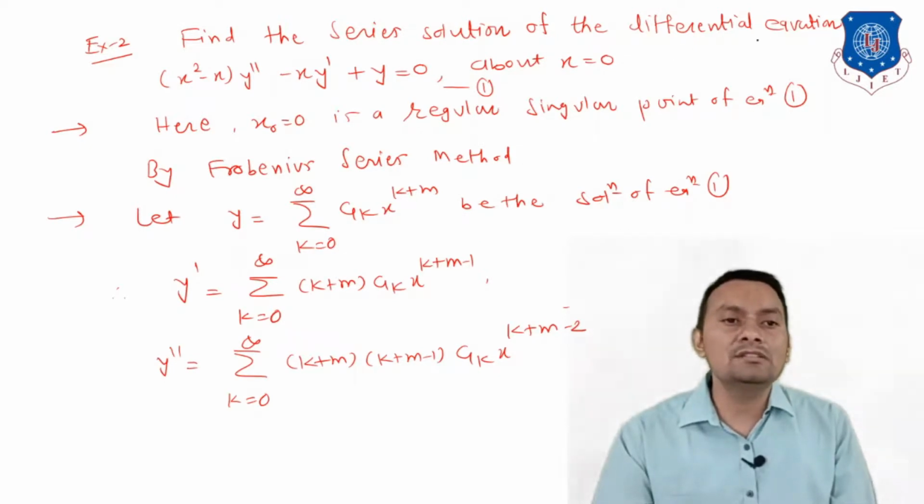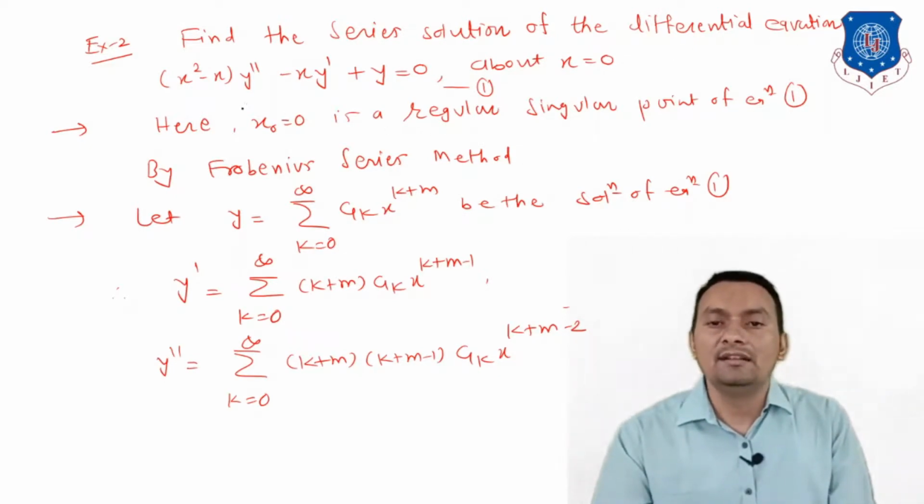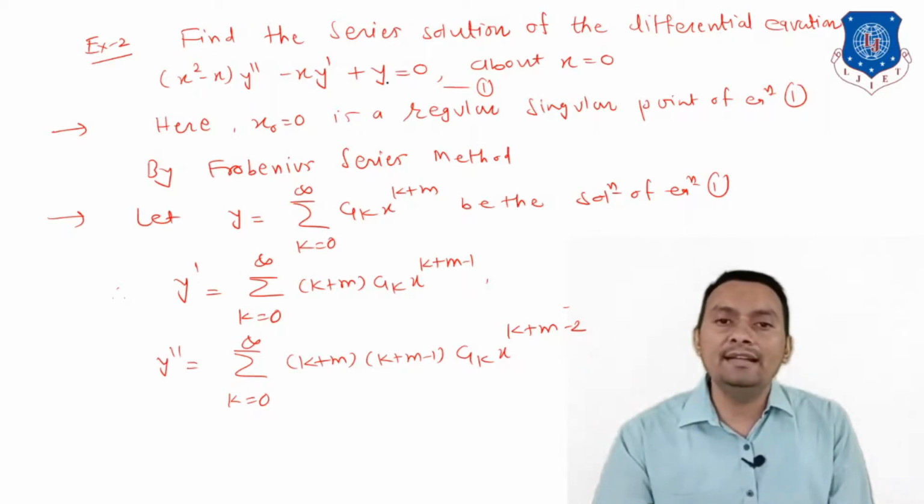Find the series solution of the differential equation x square minus x into y double dash minus x times y dash plus y equal to 0 about x equal to 0.